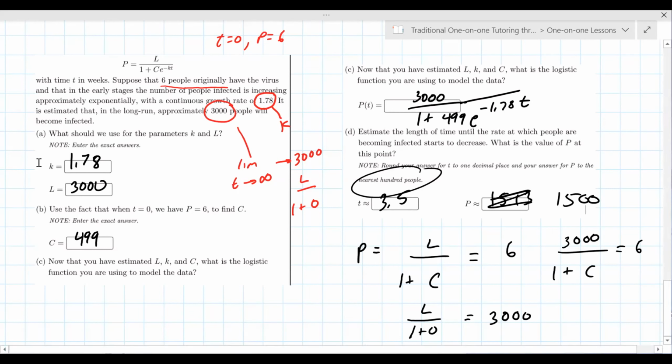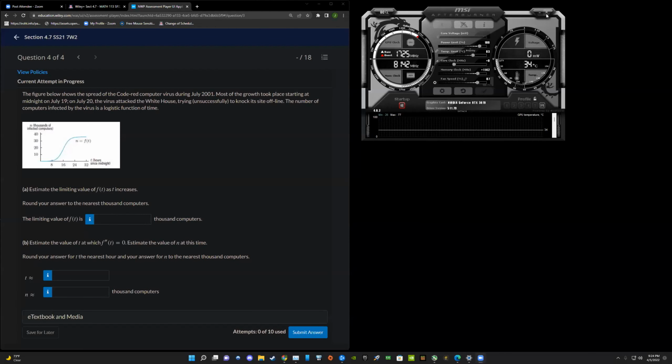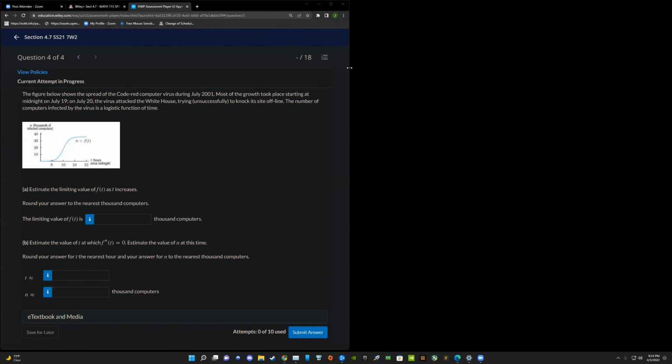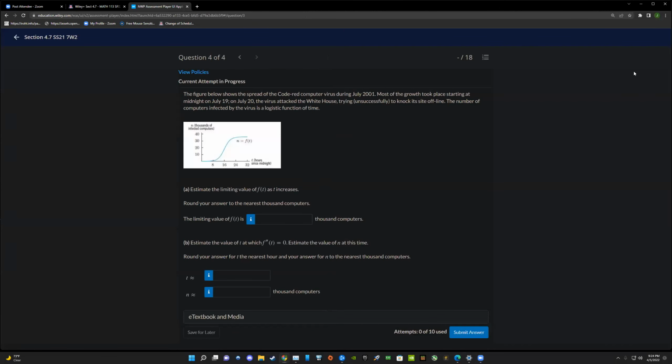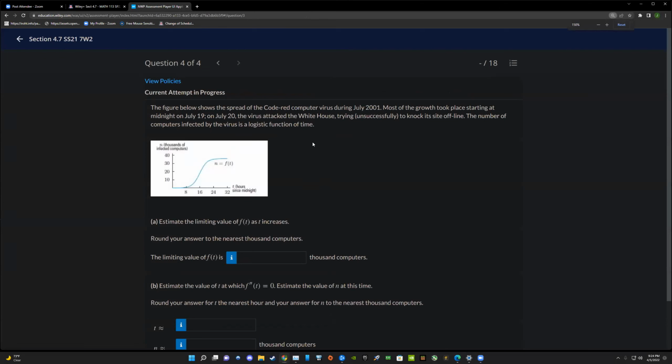Okay, here's the last one. This one probably should be quicker. All right. Can you zoom in at all on that? So the limiting value looks like the number that it approaches horizontally. So it's somewhere between 30 and 40. Maybe it's 35. It's really hard to tell. That's the limiting value there. It's whatever the Y value is. So it looks like it's 35,000.